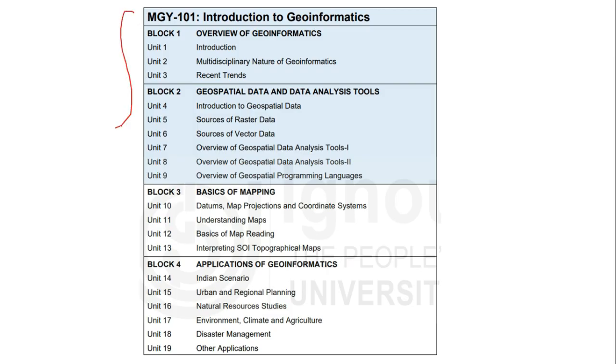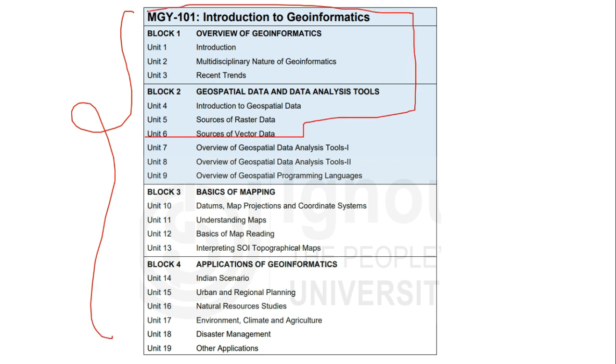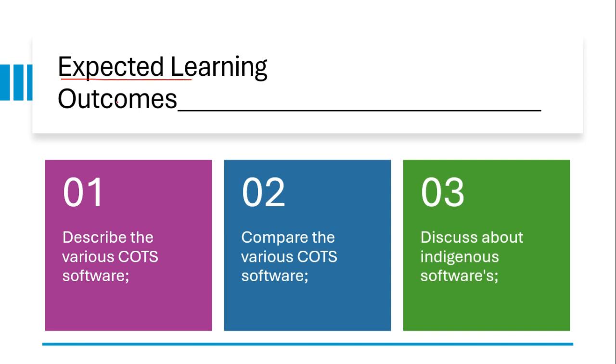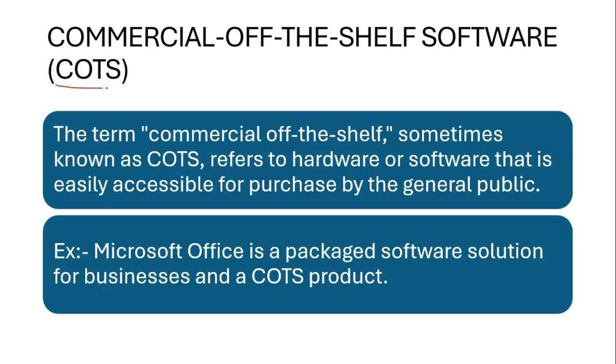So as we are following the syllabus, we have already covered the 6th unit of this Introduction to Geoinformatics, and in today's lecture we are going to cover unit 7, overview of geospatial data analysis. So what will be the expected learning outcomes from this lecture? We will describe the various COTS softwares, we will compare the various COTS softwares, and also discuss some indigenous softwares. So what is COTS?